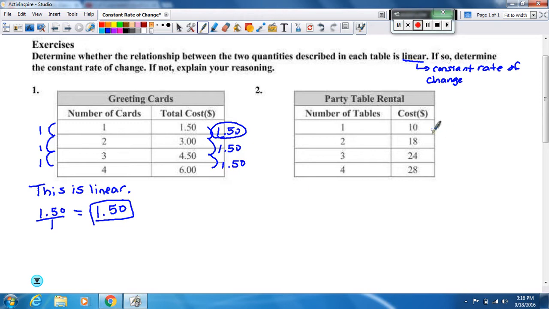Okay, for number 2, the cost. From 10 to 18 that's up 8. From 18 to 24, you have to add 6. Okay, we can stop right now because that's not the same, it's not being constant. So this is not linear, because the change is not constant.